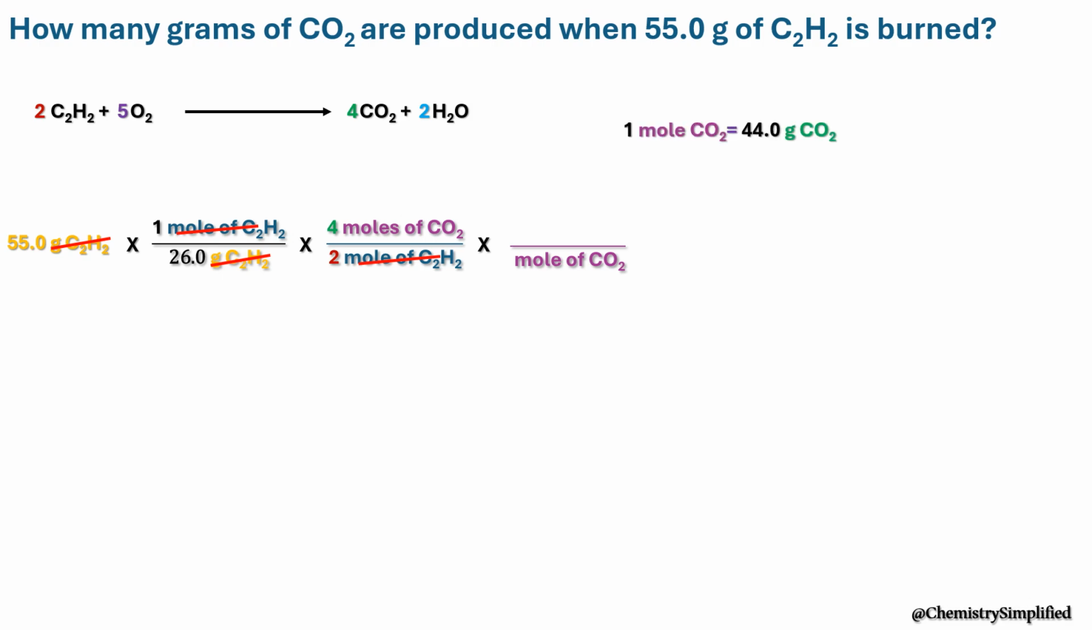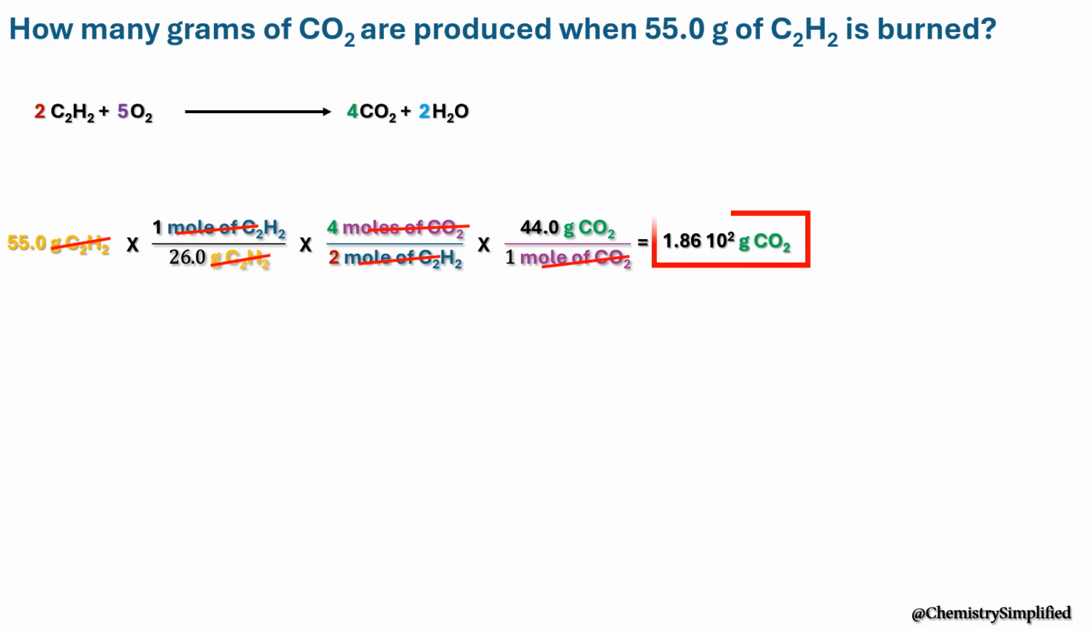Moles should be on the bottom, so we put 1 mole on the bottom, and the 44 grams should go on the top. We cross out the moles, and we're looking for grams, so we have grams of carbon dioxide in the numerator. It means that we have reached our destination. We put the equal sign, and we find 1.86 times 10 to the second grams of carbon dioxide. And this is our final answer.